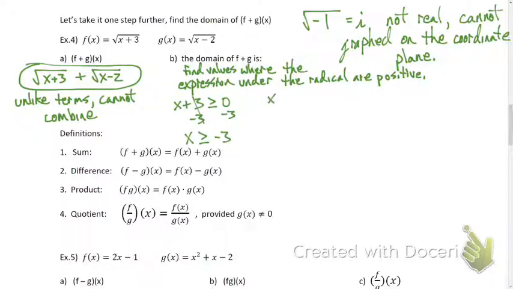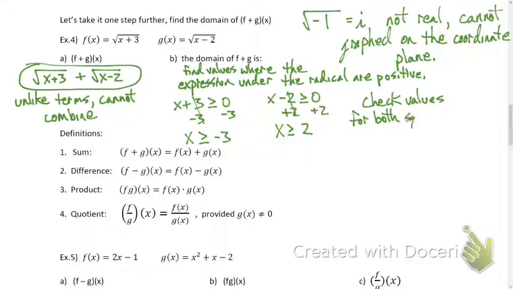Check the other one. x minus 2 greater than or equal to 0. Add 2 to both sides. And it's positive when x is bigger than or equal to 2. So that's the first hard part. Now, check values for both square roots. And the one that comes out true for both is the answer.